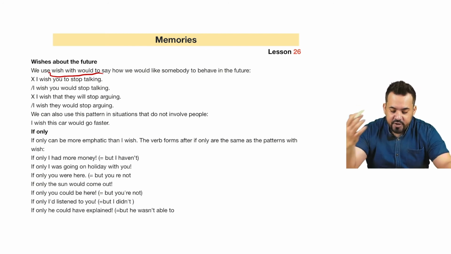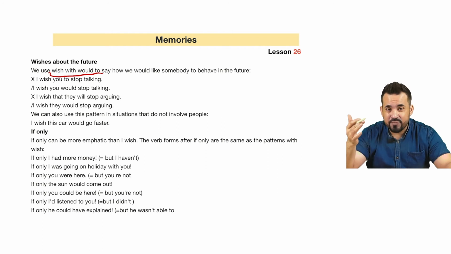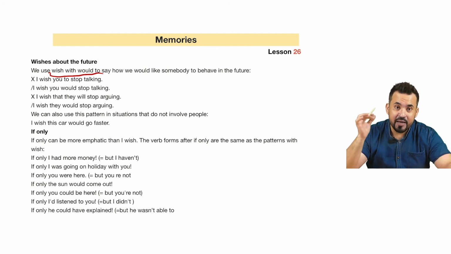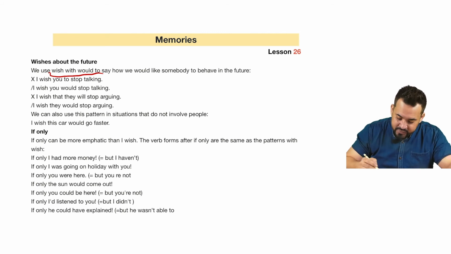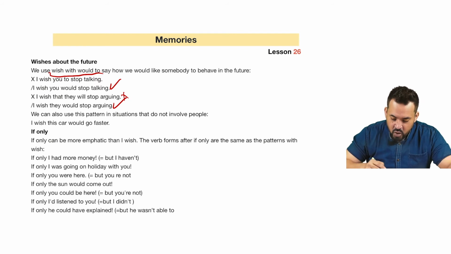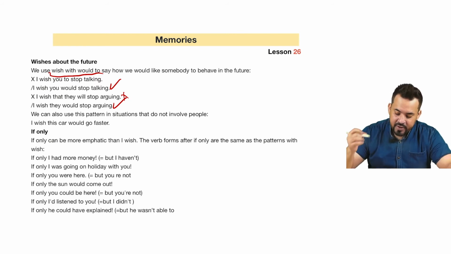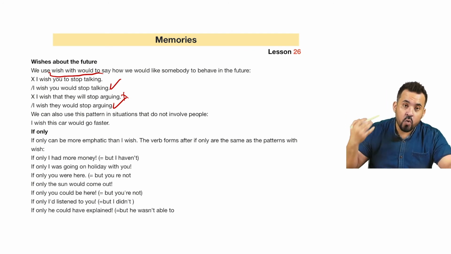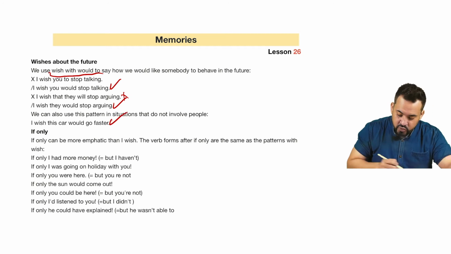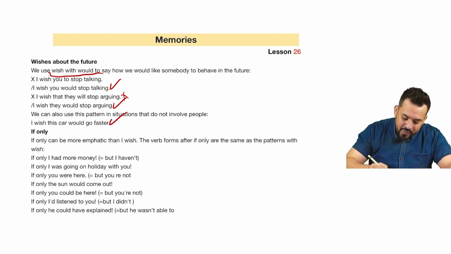For example, "I wish you to stop talking." This is incorrect. The correct way to say it is, I wish you would stop talking. "I wish that they will stop arguing." That is incorrect. I wish they would stop arguing is the correct way to say it. So correct, wrong, correct. We can also use this pattern in situations that do not involve people. I wish this car would go faster. This is also correct.